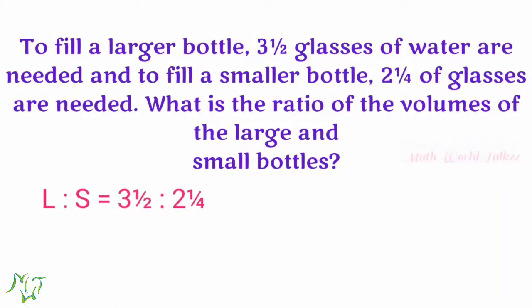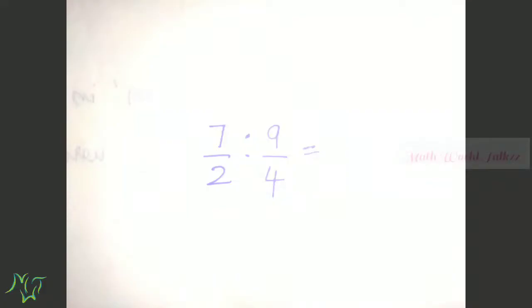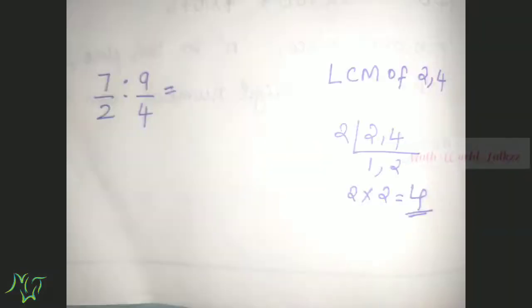We know that ratio should be written in least possible counting numbers. So, we must write these mixed fractions into simple fractions first. So, we get 7 by 2 is to 9 by 4. Now, we want to change these fractions into counting numbers without changing the proportions. Okay, so what we want to do is, we want to find LCM of the denominators. That is, here denominators are 2 and 4. So LCM of 2 and 4, we get 4.